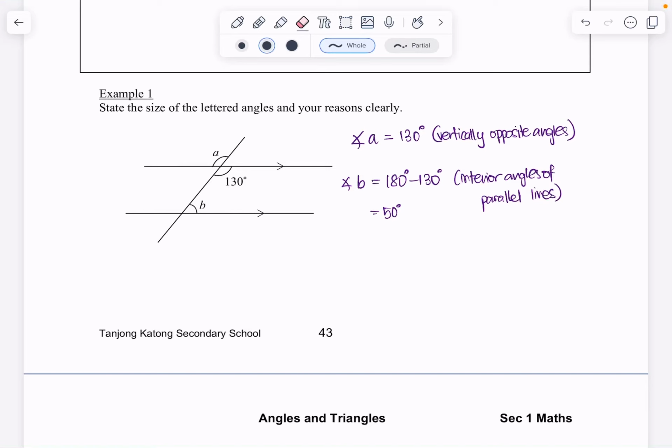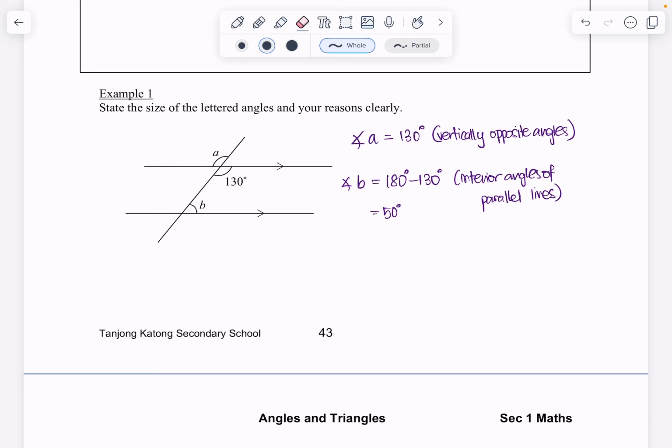Hi everyone. In this video, we are going to look at questions involving angle properties of parallel lines and how to present our answer for such questions. You may refer to page 43 and 44 of your notes as we go through these questions and take down the solutions. Let us now look at example 1, where the question wants us to find angles A and B.